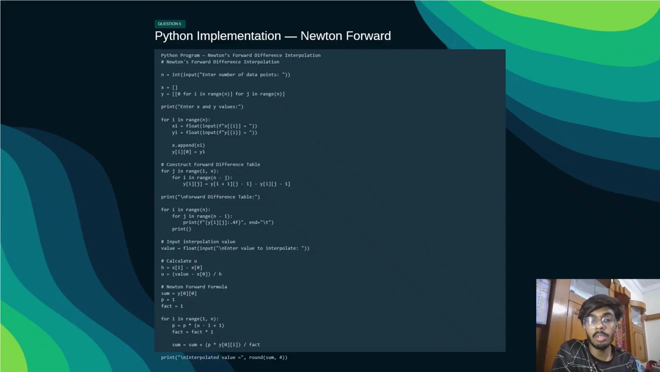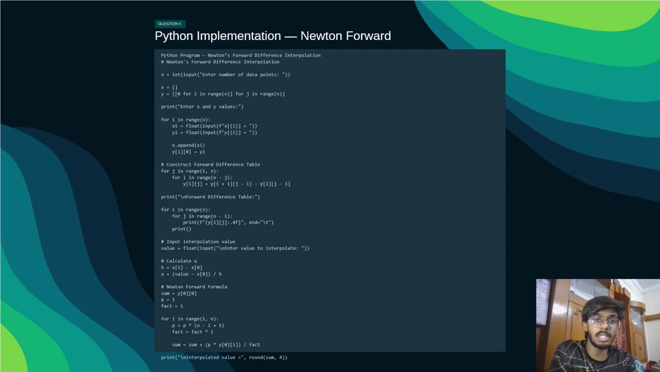After getting all the required values h, u, and the value, we will put all the values in the Newton forward formula, where the sum is equal to y00. We take p equals to 1 and fact equals to 1, and we run a loop to get all the values from the reference table from range 1 to n, where p equals p into u minus 1, u minus I, for the u minus 1 and u minus 2, and so on. We use I as an iterative value to evaluate this, and fact equals fact into I. After that we return the sum, which will be our value. This is how we calculate.